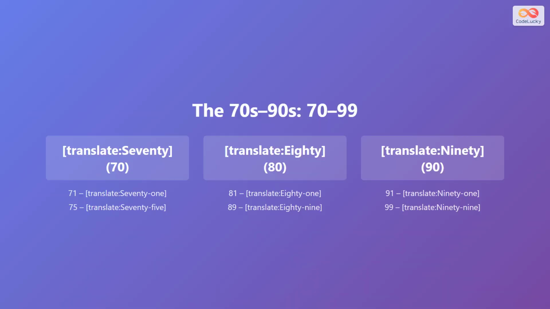Continuing our count, we reach the 70s, 80s, and 90s. 70, 80, and 90 are our tens. We then add 1 through 9 to create all the numbers in between. 71, 75, 81, 89, 91, and 99 all follow the same logical pattern we have learned.